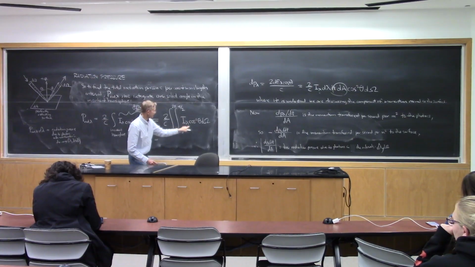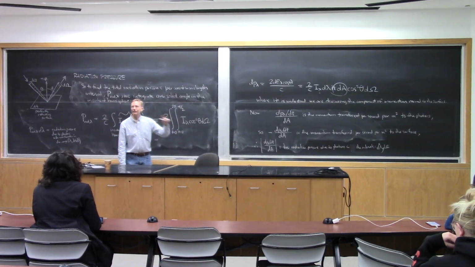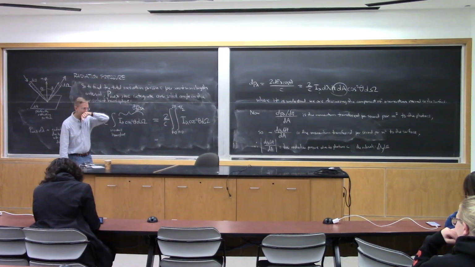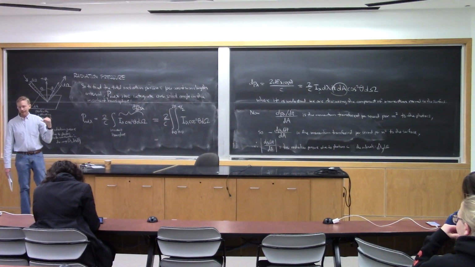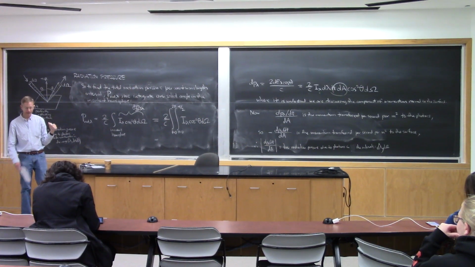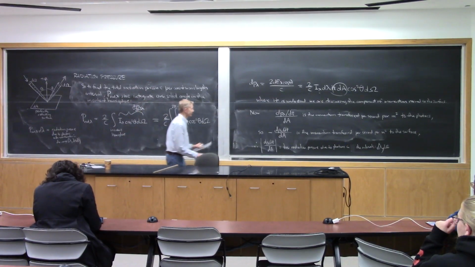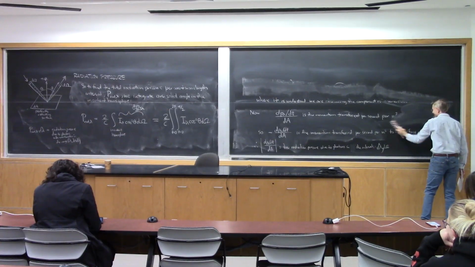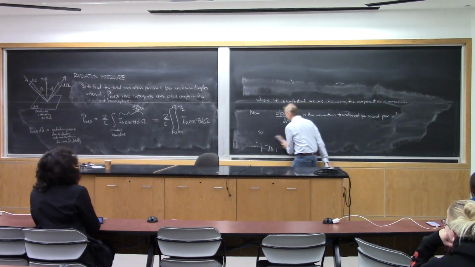So does anything depend on phi in I lambda cosine squared theta? Maybe. But if I lambda is azimuthally symmetric, in other words, if I lambda does not depend on phi, then I can do the phi integral separately. I'll say this over here.